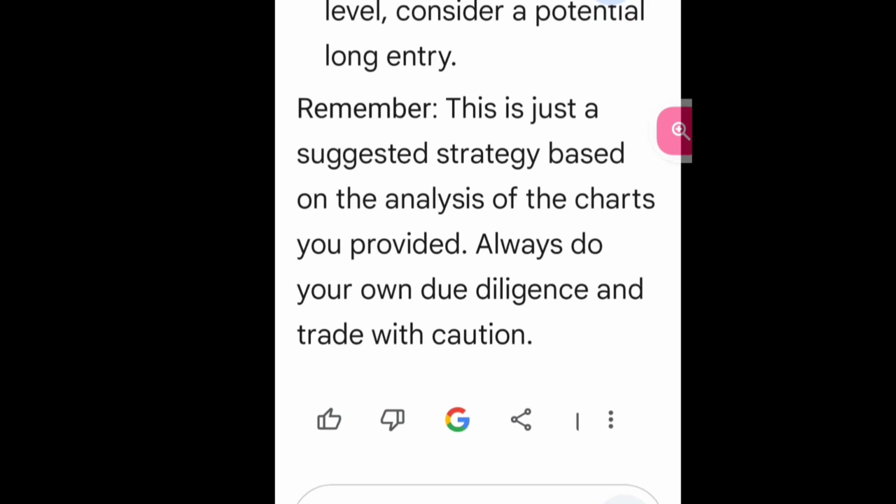Remember, this is just a suggested strategy based on the analysis of the charts you provided. Always do your own due diligence and trade with caution.